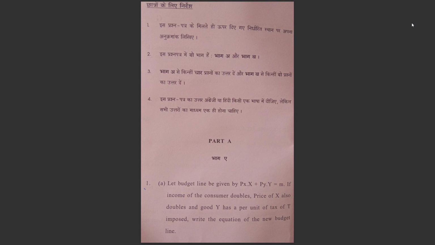So the question is: let the budget line be given by Px X plus Py Y equal to M. If the income of the consumer doubles, the price of X also doubles, that is 2Px, and good Y has a per unit tax of T imposed, that is Py plus T, write the equation of the new budget line. This is the first sub question.